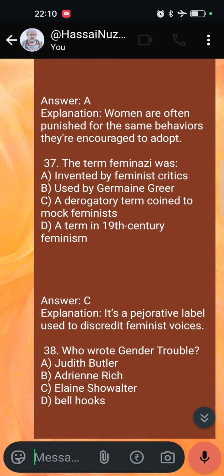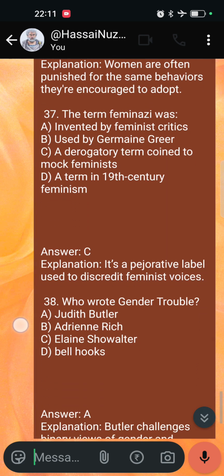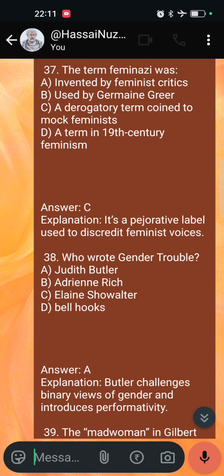38th one. Who wrote Gender Trouble? Answer is A. Judith Butler. Butler challenges binary views of gender and introduces performativity.